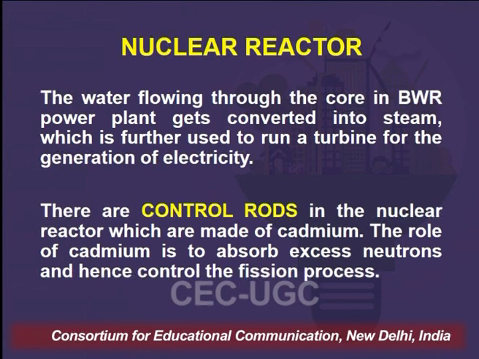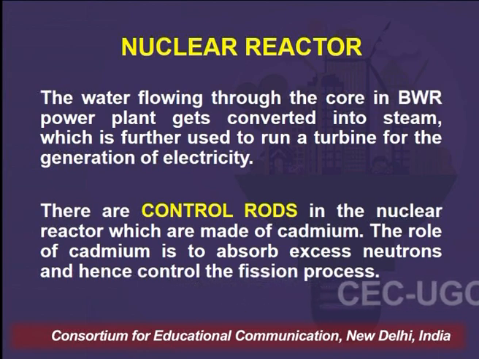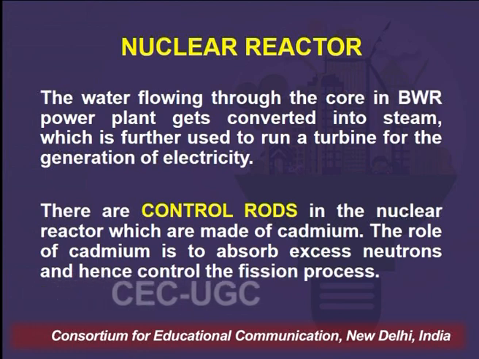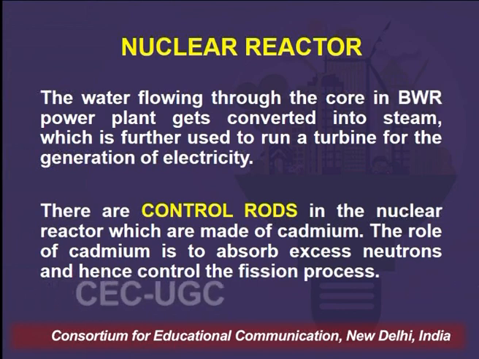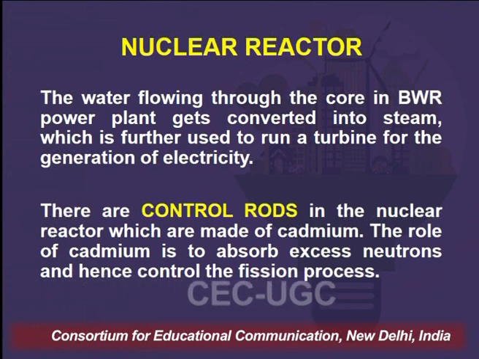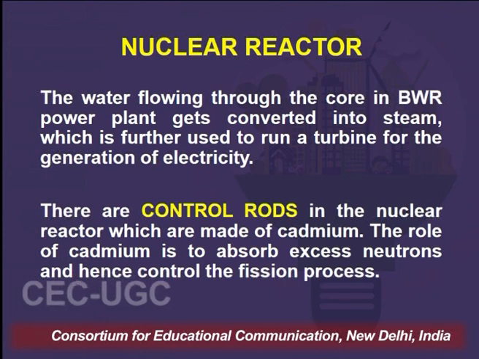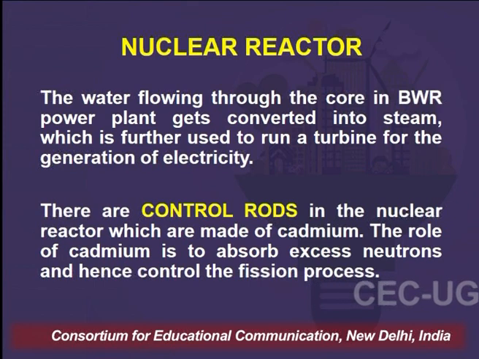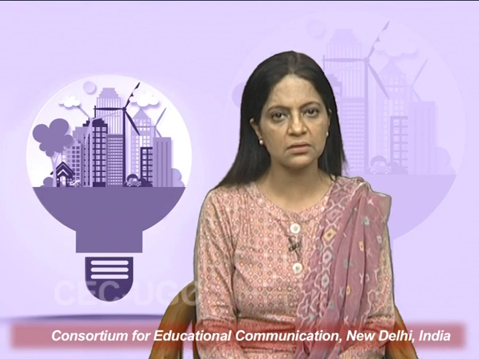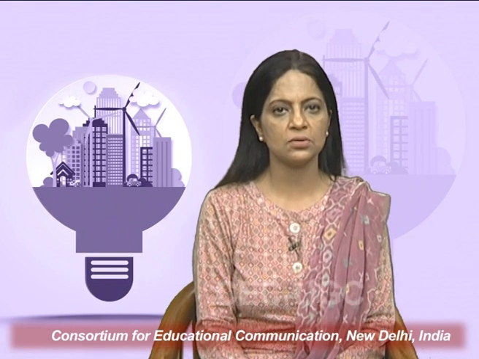The water which is flowing through the core in the BWR, that is the boiling water reactor power plant, gets converted into steam, which is further used to run a turbine for the generation of electricity. Now, there are control rods in the nuclear reactor which are made of cadmium. The role of cadmium is to absorb excess neutrons and hence control the fission process.